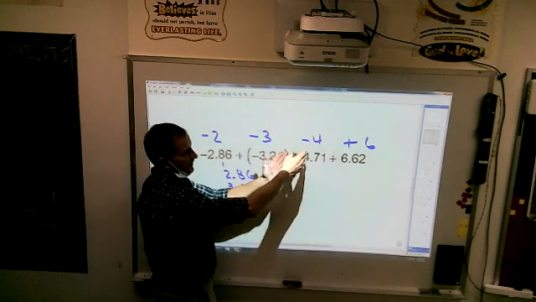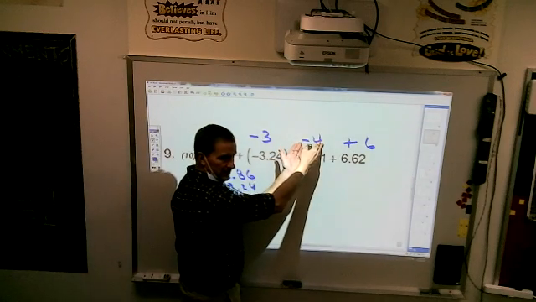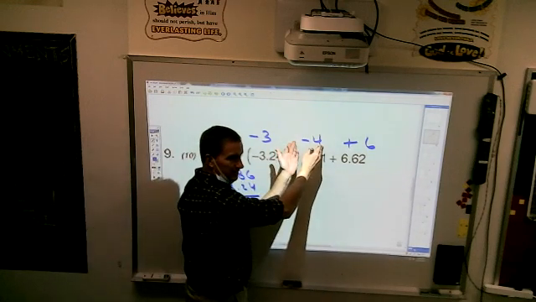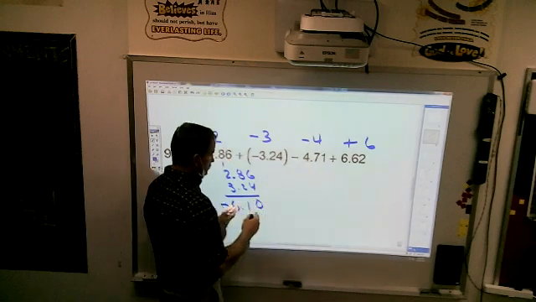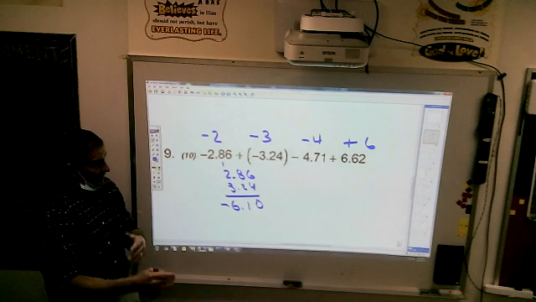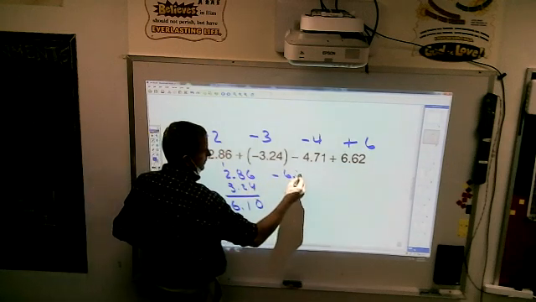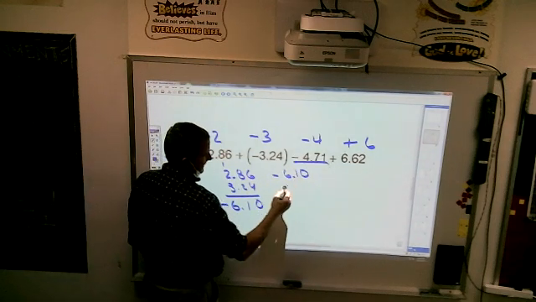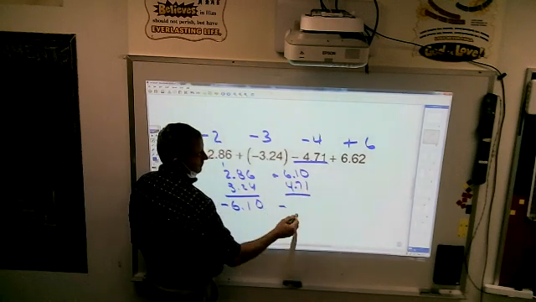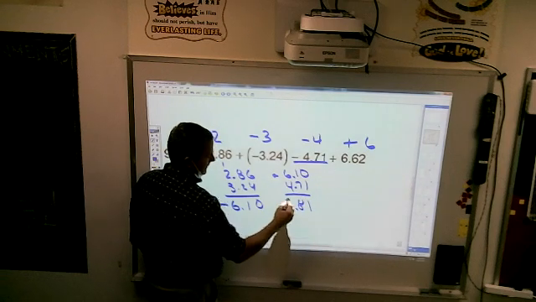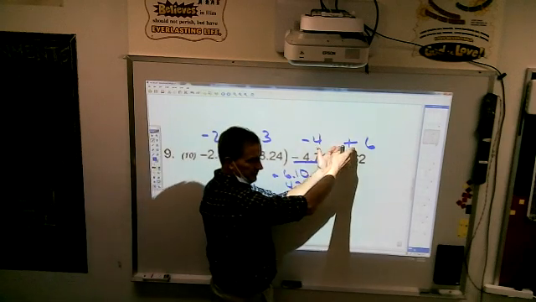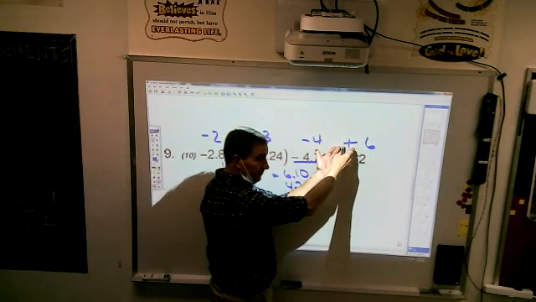If it was a -6 and another -4, what would you get? No. -6 and a -4 is -10. When you put two negative numbers together, you get a bigger negative number. You actually add them together and your answer is negative. So now I have to take -6.10 and add, well, just think about it as adding 4.71, and your answer is going to be negative when you add them together. You get -10.81.